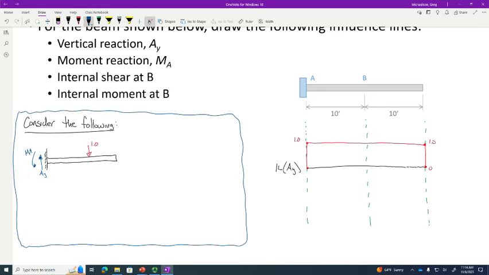What is AY? It's one. But the question I want to ask is, does it really matter where the load is? Like if the load was here, or if the load was here, or here, or here, it doesn't matter, right? Wherever the load is, the vertical reaction is one, which is why the influence line is a constant value of one across the entire span. So not only does this influence line make sense from this kinematic Mueller-Breslau perspective, but it also makes sense from a statics perspective. Make sense? Okay.